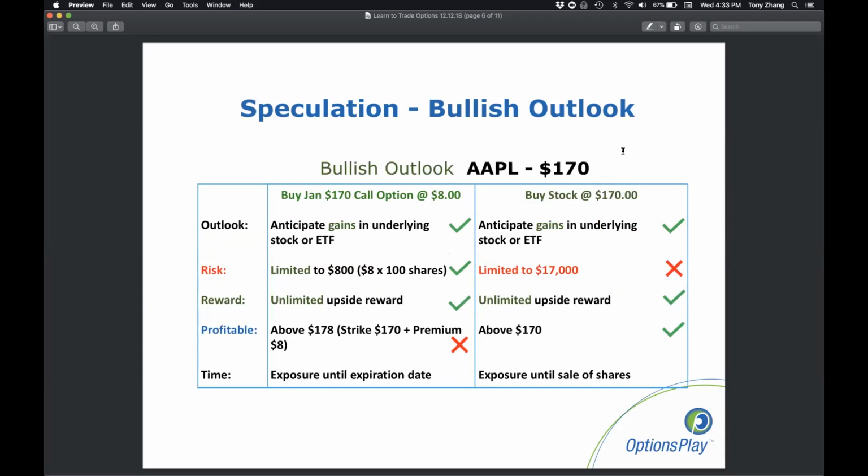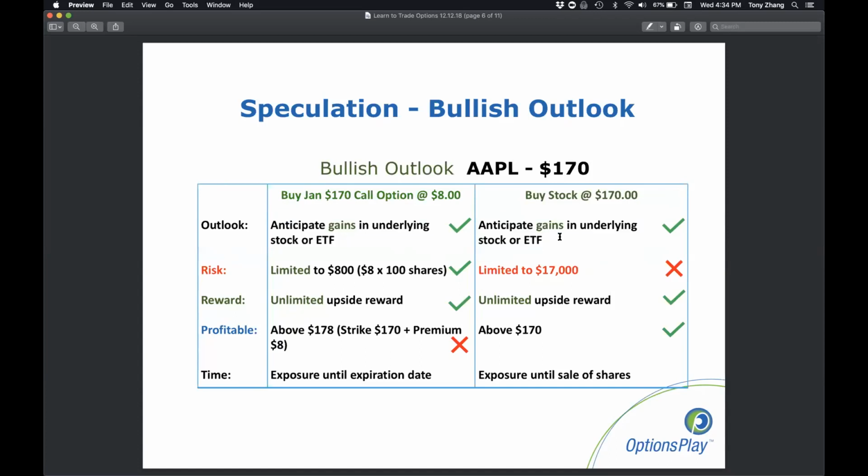So let's say, again, we're going to use the same example of Apple. It's trading at around 170 right now. Let's say you have a bullish outlook on Apple. What can you do? You can buy the stock. This is the strategy that I think most people are comfortable with or familiar with, buying the stock at $170. Or you can buy a call option. Let's say you buy a January call option, and that call option costs you $8. So with both strategies, the outlook is basically that you anticipate gains in the underlying stock or ETF.